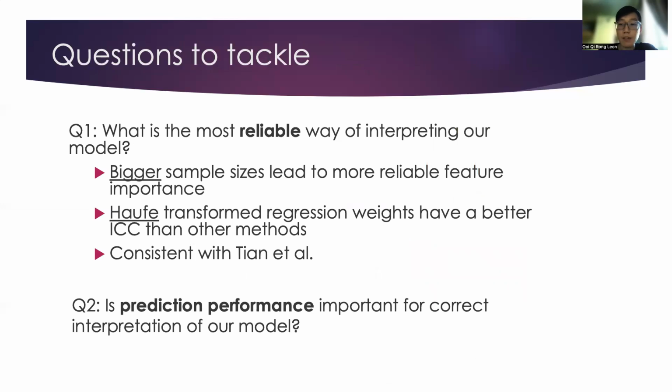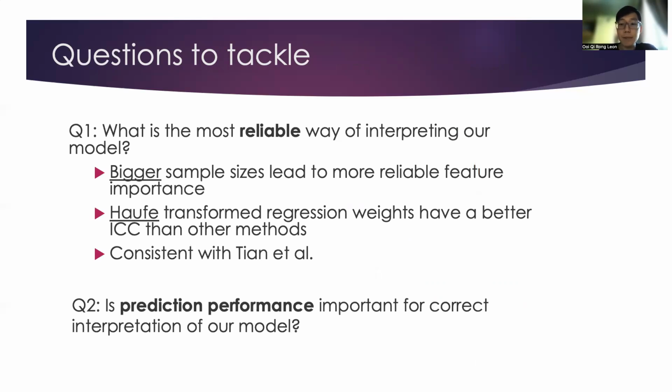To summarize, we have seen across the three aspects of behavior that bigger sample sizes and using the Haufe transform feature weights lead to better test-retest reliability. These results are consistent to those found by Tian. So now let's move on to our second question. Is prediction performance important at all?